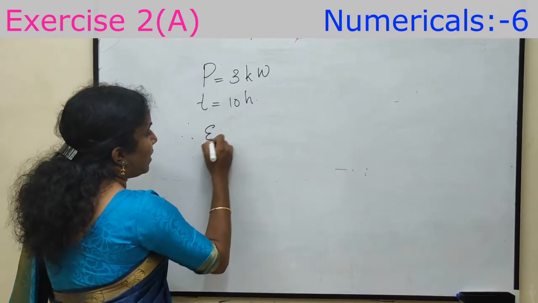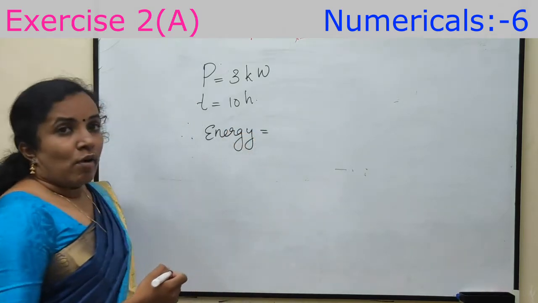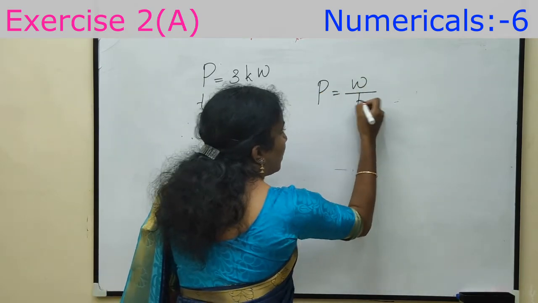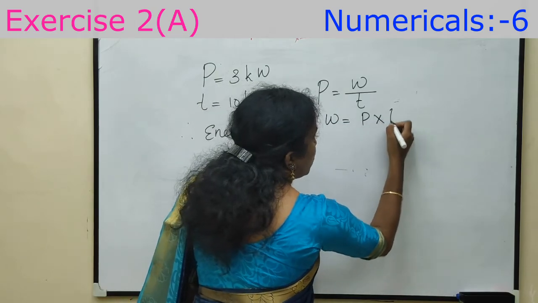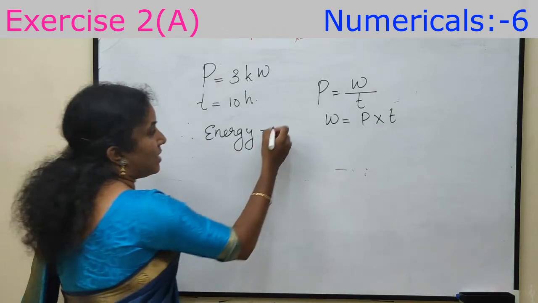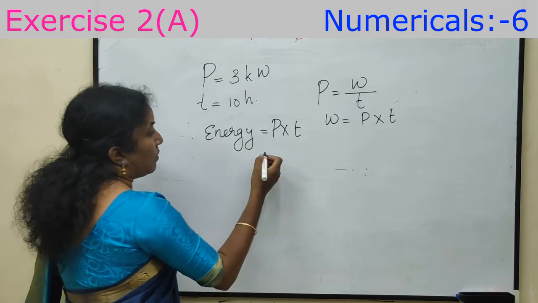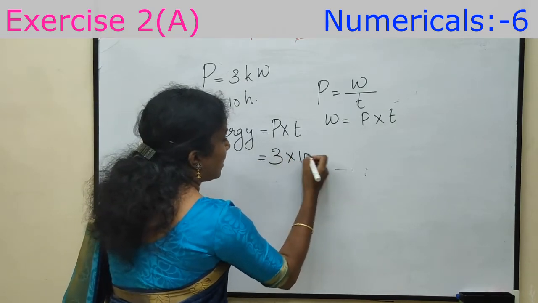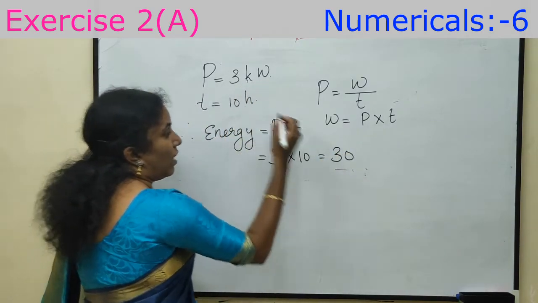Therefore, energy spent is equal to, we know that power is equal to work by time. Therefore, work is equal to power into time. Since work is same as energy, energy is equal to power into time. So, power 3 into time 10 gives 30 kilowatt hour.